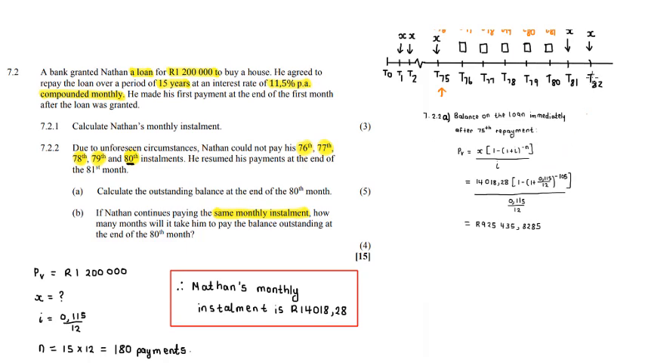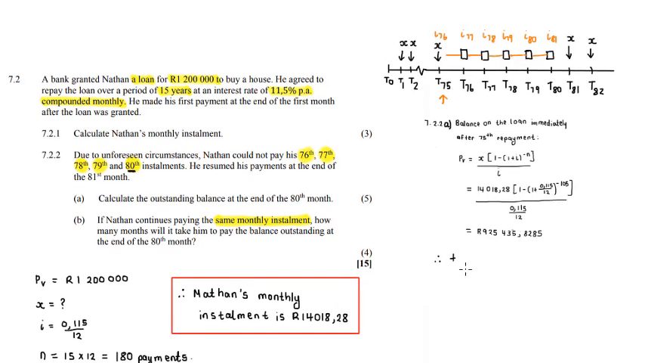So basically what happens is that when Nathan actually starts making repayments again at the end of the 81st month, he finds that this amount that he's repaying now, which is this outstanding balance, actually has together with it 1, 2, 3, 4, 5 months of interest. So we can say over here, therefore plus 5 months interest.